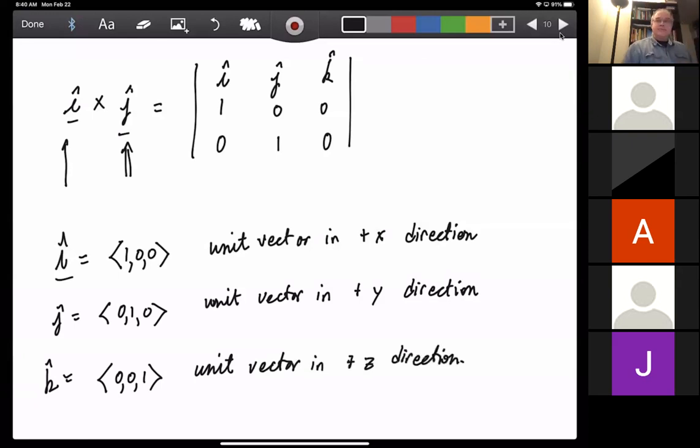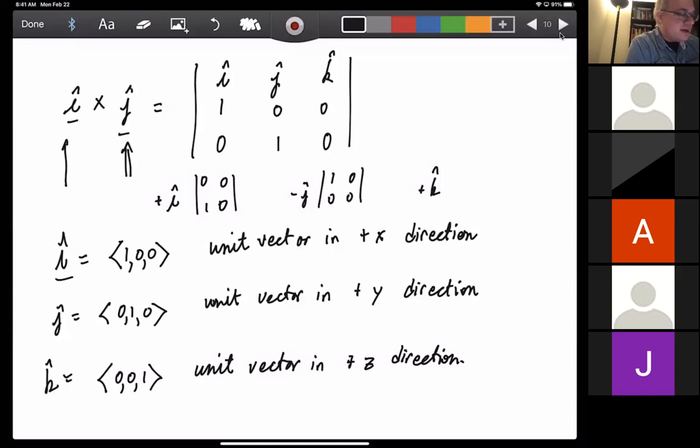All right, so what was our formula for computing the cross product? We take down i hat with a plus sign, j hat with a minus sign, k hat with a plus sign. i hat comes in with a 2 by 2 determinant. The entries are 0, 0, 1, 0. Okay, does everyone see where that determinant is coming from? Okay. And then with the j hat, we've got 1 0 0 0. With the k hat, we have 1 0 0 1.